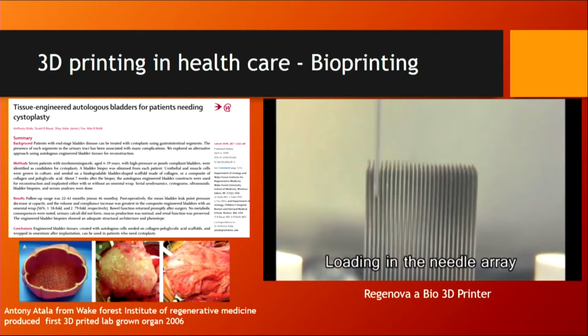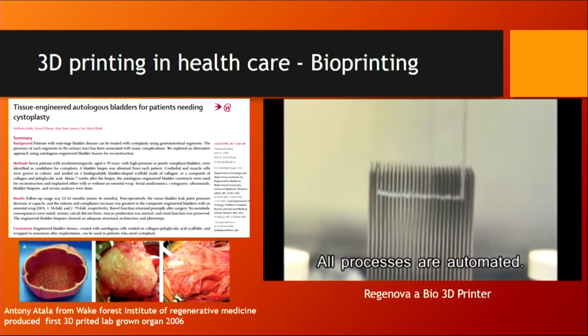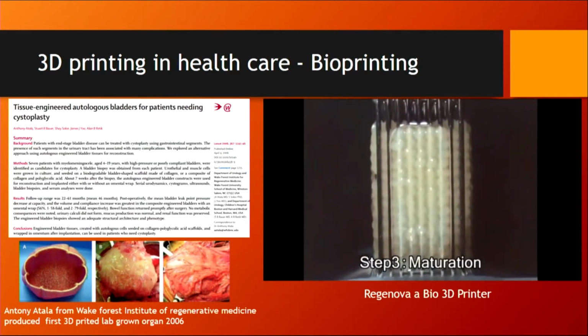Dr. Anthony Atala from Wake Forest Institute 3D printed urothelial cells on a scaffold and implanted them in end-stage bladder disease patients. This opened the healthcare industry to bioprinting. He did it in the year 2006.